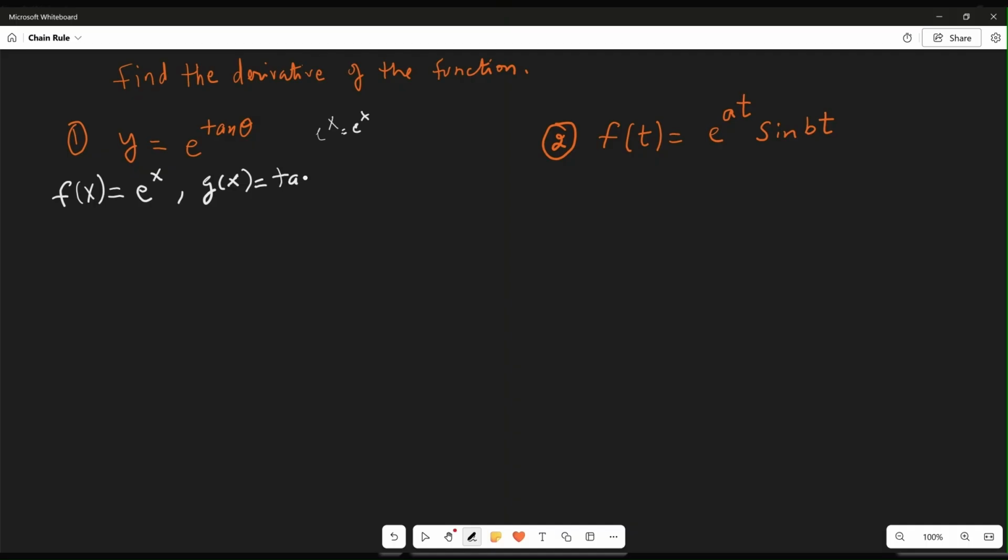And we have the inner function g of x, where x is equal to tan theta. Let's take the derivative of this. The outer function stays the same, e to the x. And now let's take the derivative of the inner function. We know the derivative of tan theta is secant squared theta.